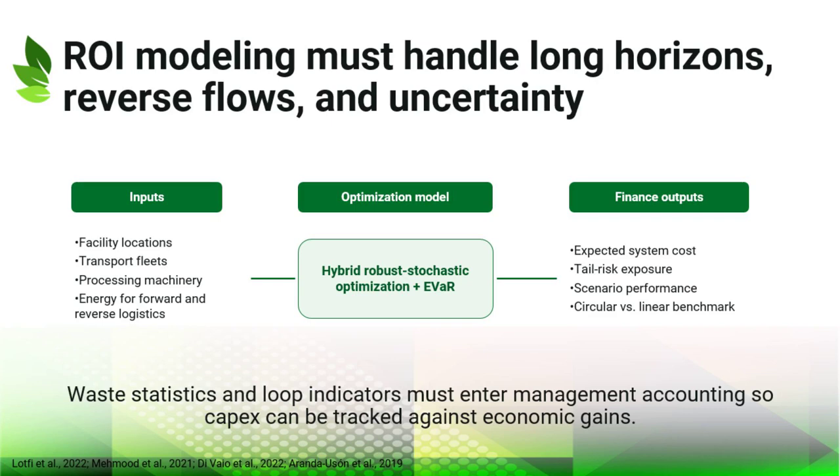ROI modeling for circular infrastructure must account for complexity and uncertainty. Large circular systems involve facility locations, transport fleets, processing equipment, energy use, forward logistics, and reverse logistics. Hybrid robust stochastic optimization models help finance teams compare expected system costs with tail risk exposure across different demand scenarios. Entropic value at risk, or EVaR, is one example of a method used to include extreme risk in the evaluation.